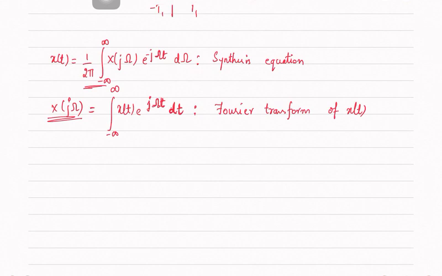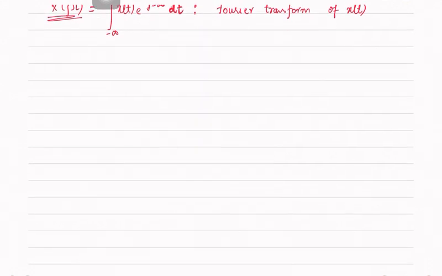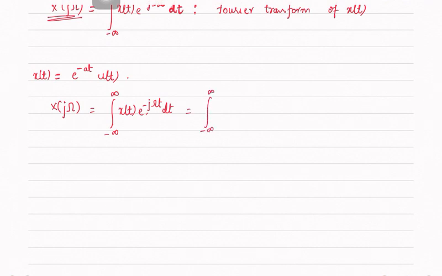So I am going to give you an aperiodic signal and you find out the Fourier transform of it, right? So x of t is e power minus a t u of t. Find the Fourier transform of this signal. Okay, so to find the Fourier transform, you substitute in this equation. Now x of t is e power minus a t u of t, times e power minus j omega t dt.